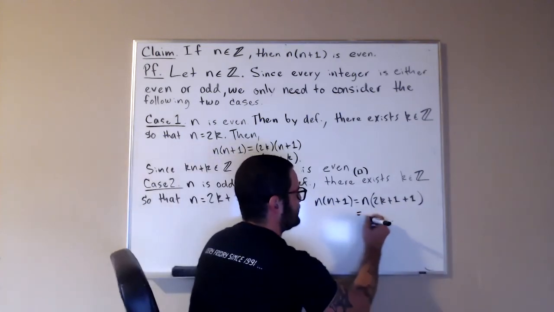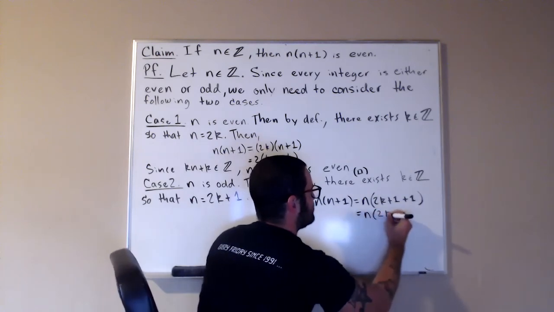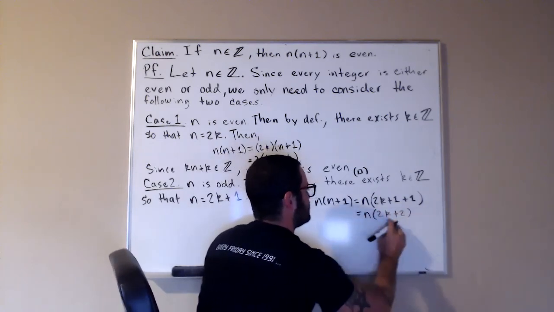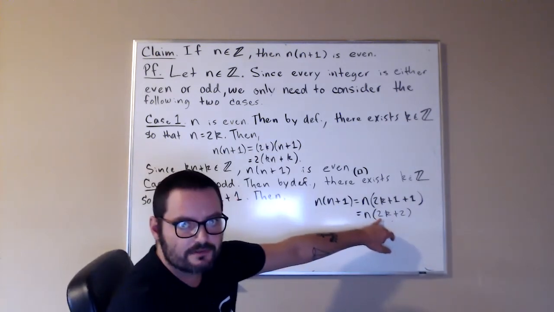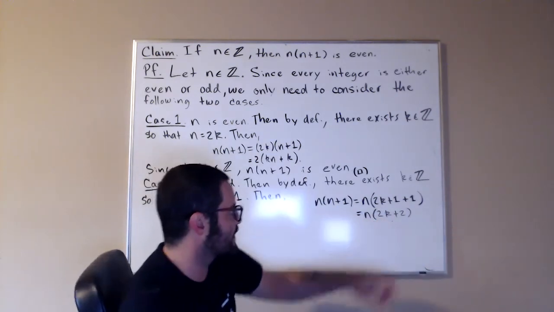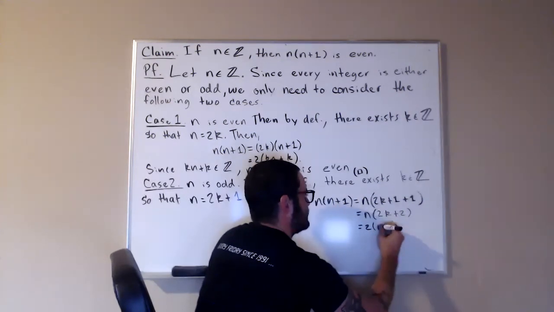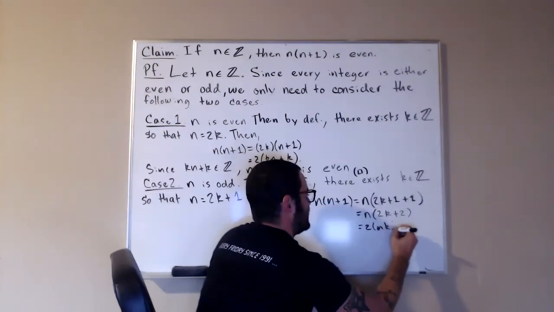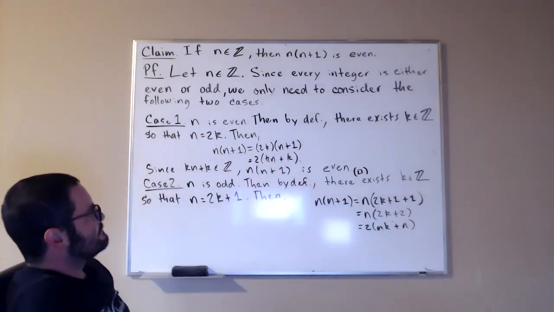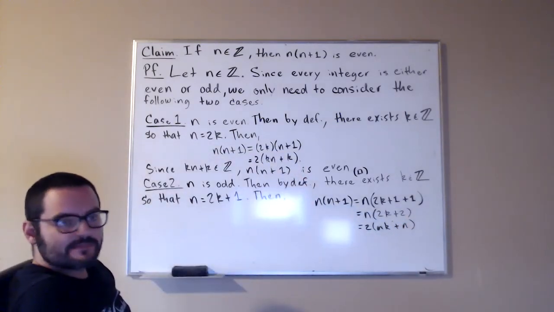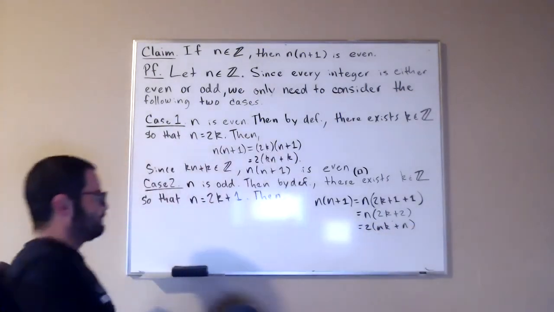And then we get that this is equal to n times 2k plus 2. And then we see that there's a factor of 2 here. We can factor that out. We can send the n back in there. So then we get 2 times n times k plus n. Okay, so that technically should have been right here. Okay?